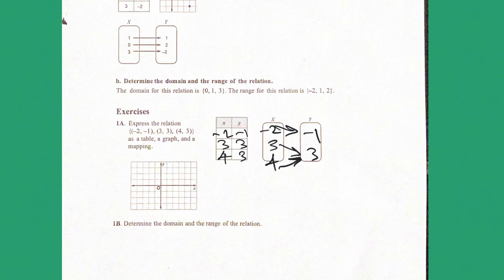Now, as far as the graph is concerned, there's really no need to draw a big elaborate X and Y axis. What I would probably do is something like this. I'd draw an X and a Y axis, and I would just make the tick marks for the ordered pairs that are listed. So if you've got -2, -1, I'd do that right there.